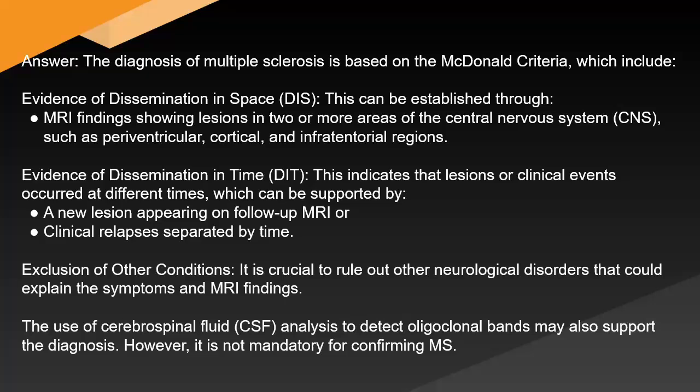Evidence of dissemination in time (DIT). This indicates that lesions or clinical events occurred at different times, which can be supported by a new lesion appearing on follow-up MRI or clinical relapses separated by time. Exclusion of other conditions. It is crucial to rule out other neurological disorders that could explain the symptoms and MRI findings. The use of cerebrospinal fluid (CSF) analysis to detect oligoclonal bands may also support the diagnosis. However, it is not mandatory for confirming MS.